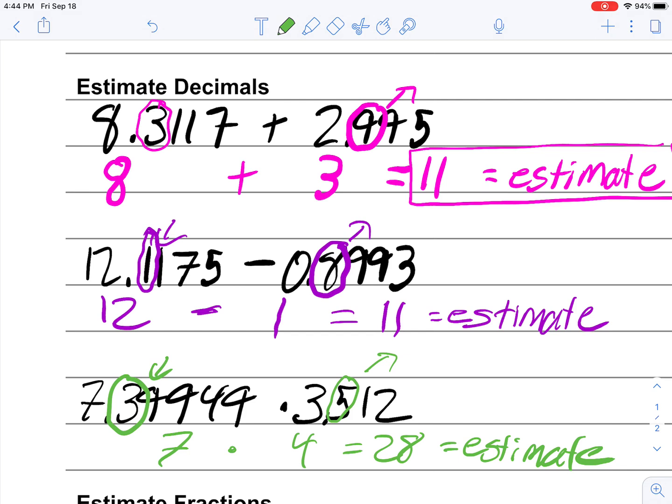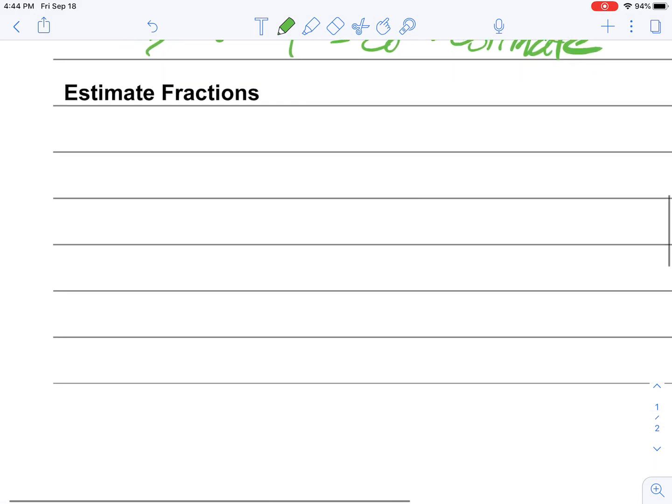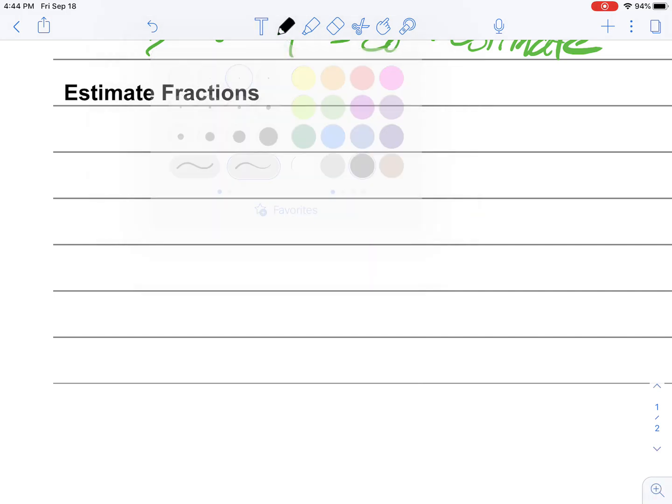We're always just rounding to the nearest whole number to see what answer would be close to the answer if we actually solve these problems. We're going to move on now to estimating fractions. Okay? With fractions, it's going to look something like this.